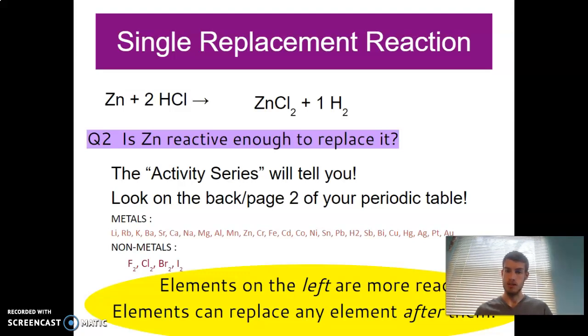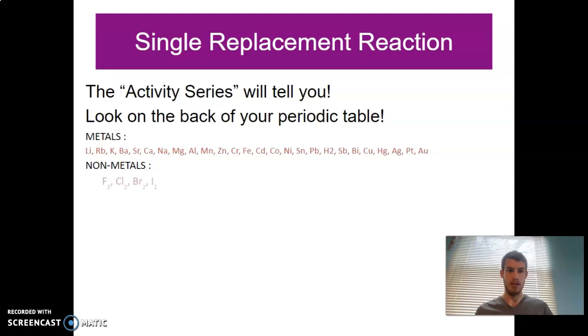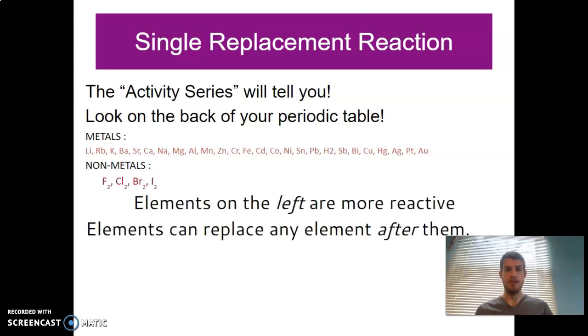So that's what you're going to do each of these times in each of these reactions, is just see, can this happen? Is this element reactive enough to make the reaction happen? So just to say all that again, the activity series is how you find this. You look on your activity series, you look either under metals or nonmetals, depending on what type of element is trying to be replaced here.